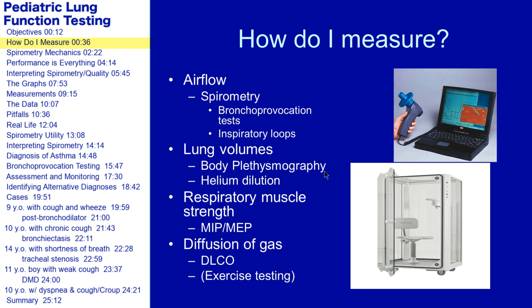If you're thinking more of a restrictive problem, then you'd want lung volumes, and you can use body plethysmography or a helium dilution technique to measure lung volumes. You can look at respiratory muscle strength with MIPs and MEPs, inspiratory pressures and expiratory pressures. Or a diffusion of gas using a DLCO, or even more simply, just doing exercise testing to see if somebody becomes hypoxic as they increase their cardiac output.